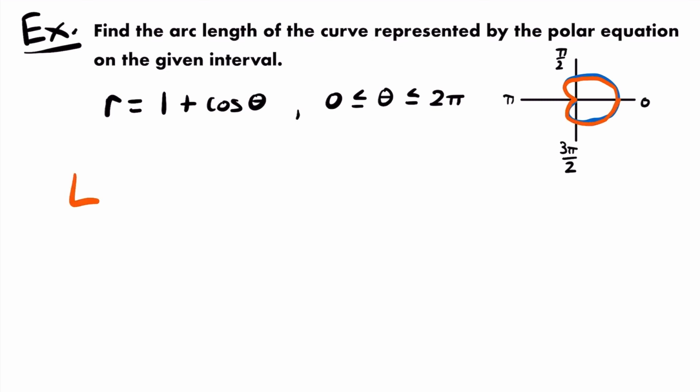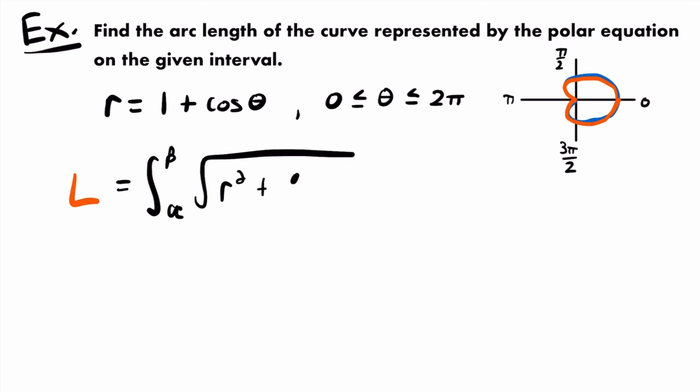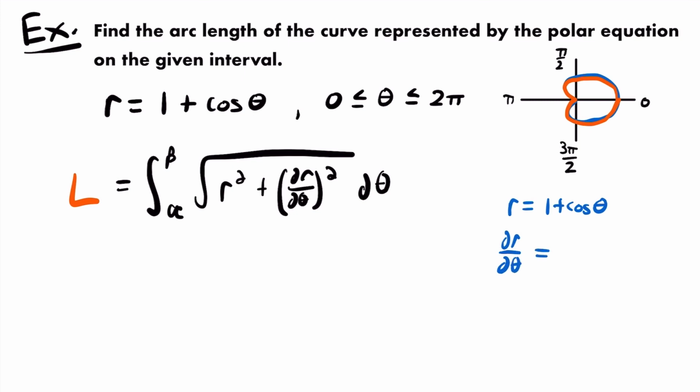The arc length will be equal to the integral from alpha to beta of the square root of r squared plus dr d theta squared times d theta. Now in this case, we know that r is equal to 1 plus cosine theta. So that means that dr d theta, the derivative of r with respect to theta, will be equal to the derivative of 1, which is 0, plus the derivative of cosine theta, and the derivative of cosine is a negative sign, so we'll have negative sine theta.